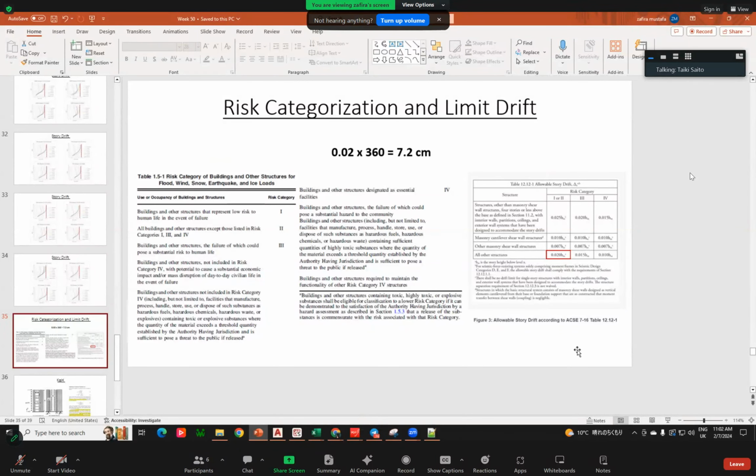This is under the American code, ultimate condition or life safety, but it says allowable. So it is not clear what allowable means. Please find an example, especially for an office building, of which story drift is used from this table. Maybe that's all you must do.